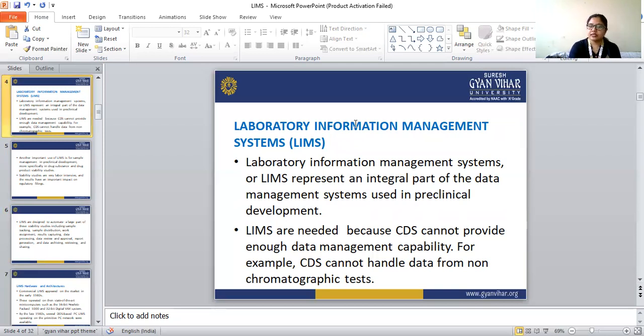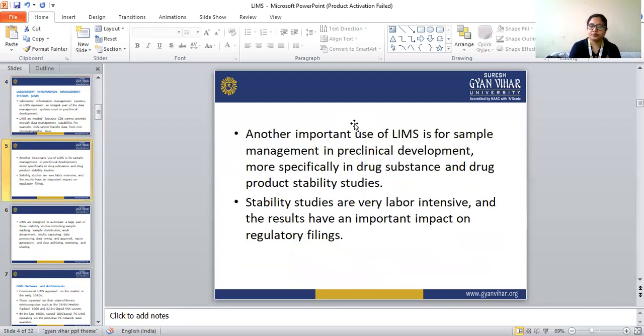So LIMS is the management of information system that we are using in the preclinical development. In the preclinical development, we are using this computer based system that is known as LIMS. This is the software we are using in the preclinical development for collecting all the data. With the help of this LIMS, we can share that collected data, we can retrieve that collected data. We can do all the things with the help of this LIMS, and in every preclinical development, this LIMS is very widely used.